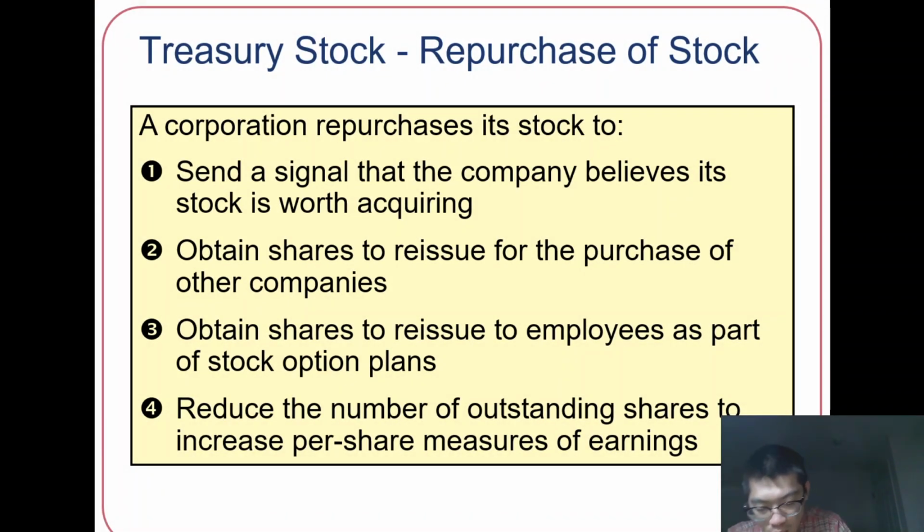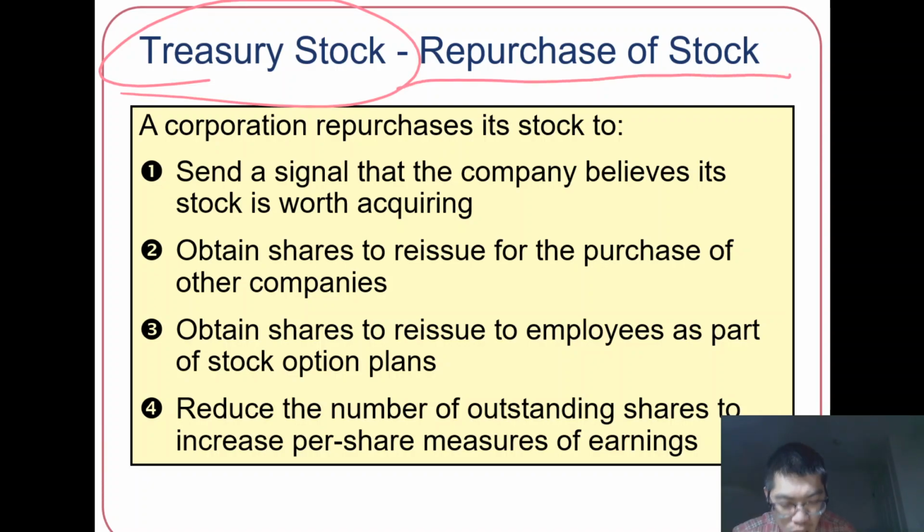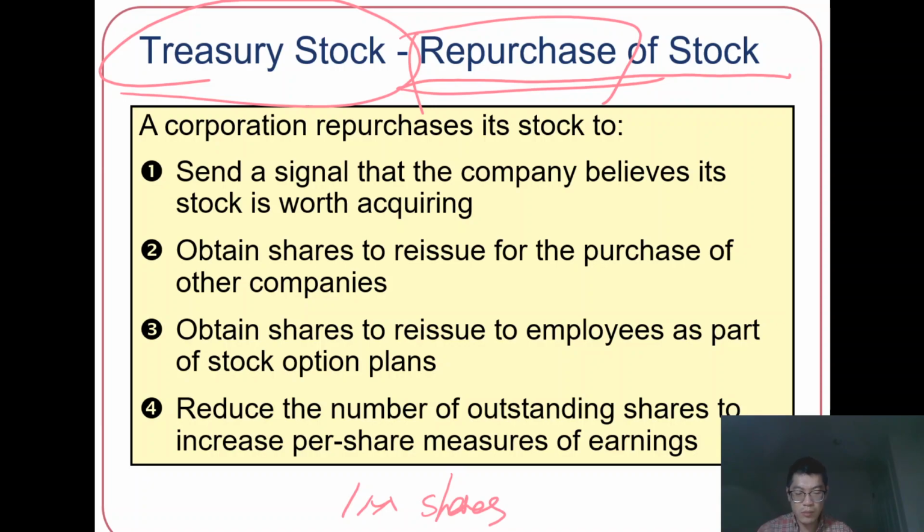And treasury stock. What is treasury stock? Treasury stock is a repurchase of stock. Who repurchases the stock? The company itself. So if there are 1 million shares of common stock circulated on the market, 1 million shares circulated on the market, okay?